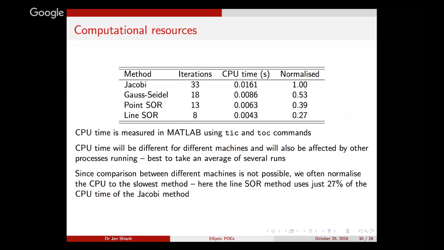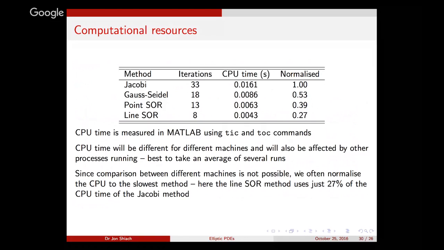What if I was to do it on my computer and I was to get a CPU time and you were to do it on your computer, you'll get a different one again. Your computer may be more powerful than mine. So what we also tend to do is we normalize the CPU time for the slowest method. Okay, so the slowest method took 0.061 second. The line SOR method took 0.043 seconds.